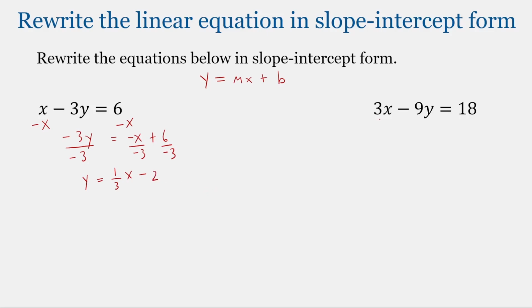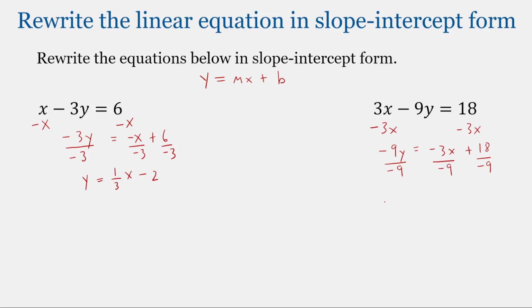Now let's look at this second equation. Again, we want to get the y by itself. We have 3x added to 9y. So let's subtract 3x from both sides. We end up with negative 9y equals negative 3x plus 18. Dividing by negative 9 in order to end up with 1y, we need to divide both sides by negative 9.